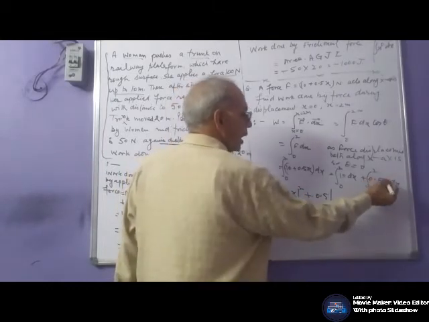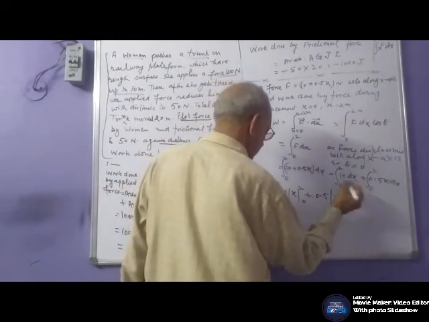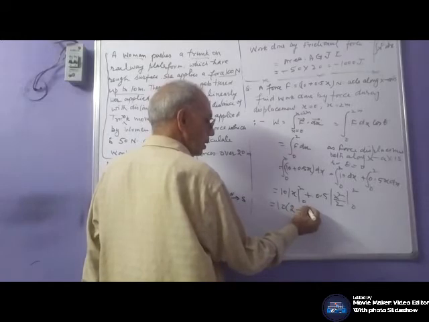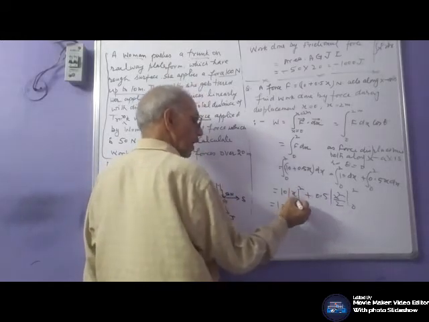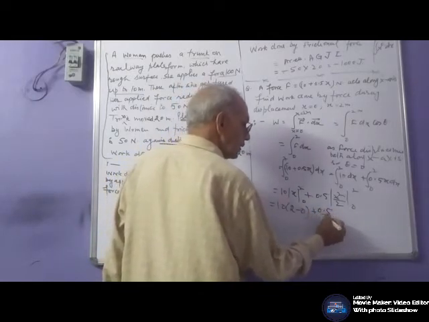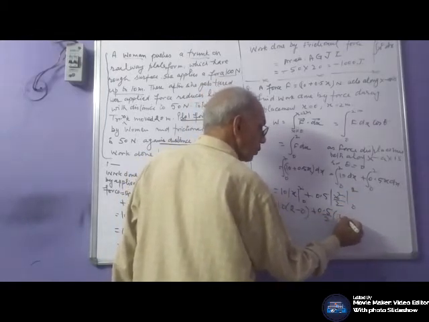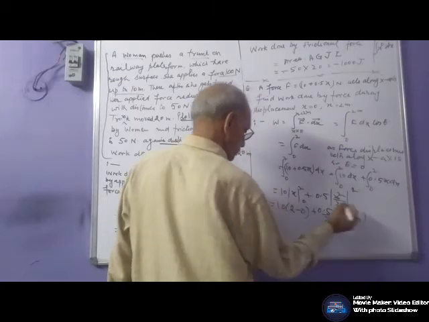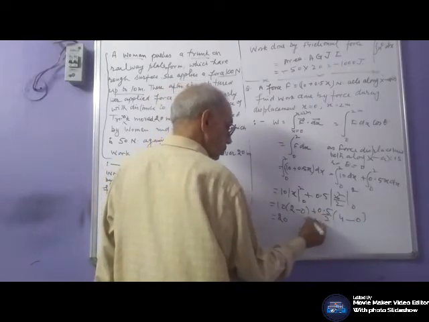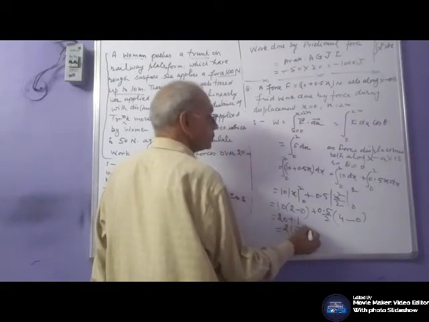Outside, x dx: add 1 to power, divide by this. It is 10 times x plus 0.5 times x squared by 2. Limits: value of x is 2, minus value of x is 0. 10 times 2 is 20, plus 0.5 times 4 by 2, 2 squared is 4 and 0 squared is 0, it is 0.5 into 2, 1, so it comes out to be 21 joule.